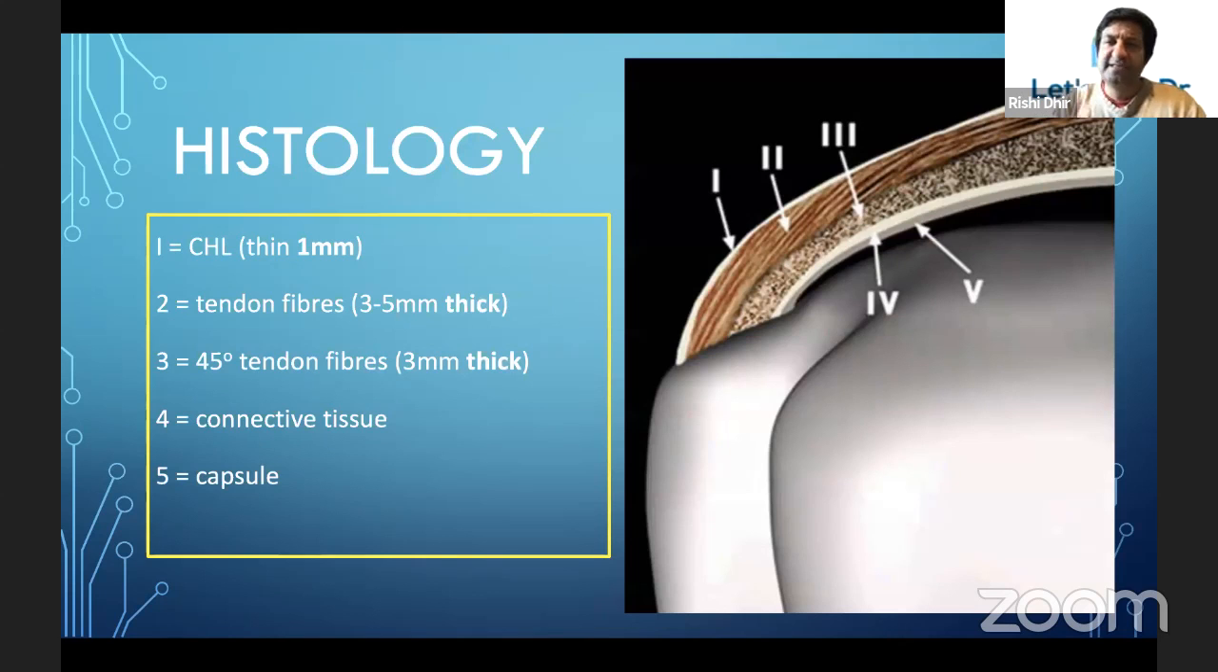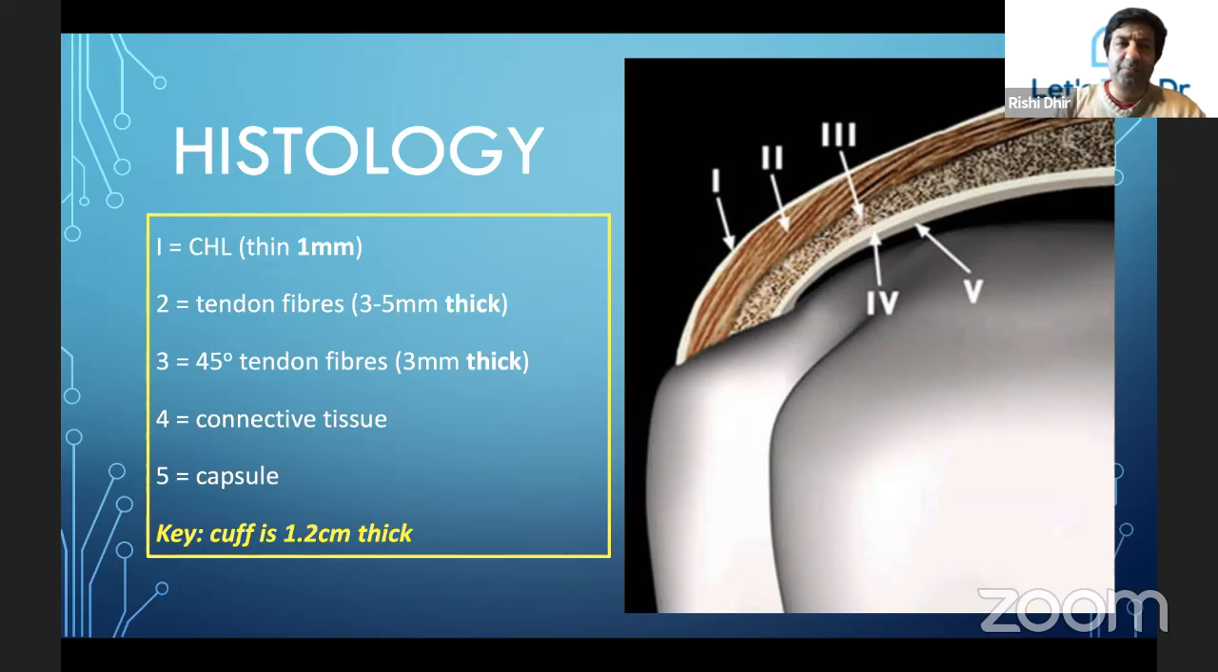If you then look at the rotator cuff under the microscope, it can be broken down into 5 distinct layers: the coracohumeral ligament, tendon fibers in layers 2 and 3, connective tissue, and finally capsule. You don't really need to know that in detail, but what I would remember is that the cuff is about 1.2 centimeters thick. And that's important because if you're measuring cuff tears intraoperatively, or if you're looking on scans, you can work out about the percentage of how much of the cuff is involved, which can help your management plan.